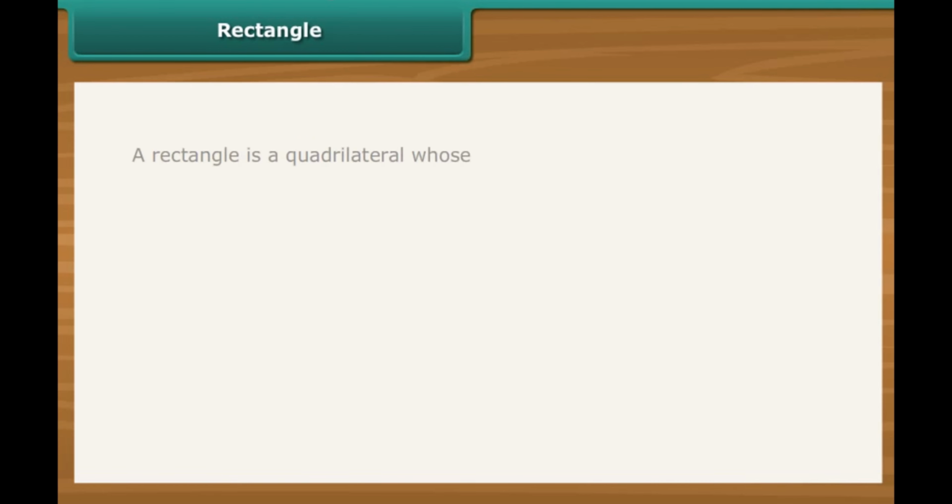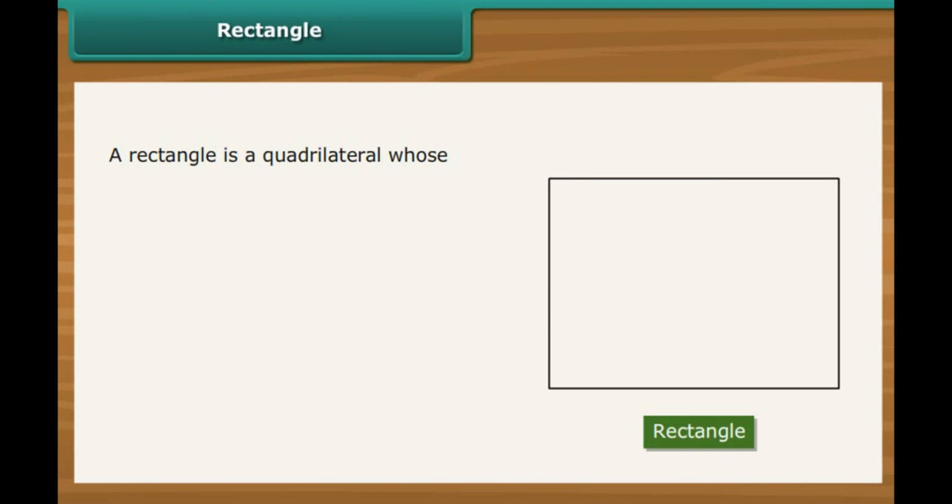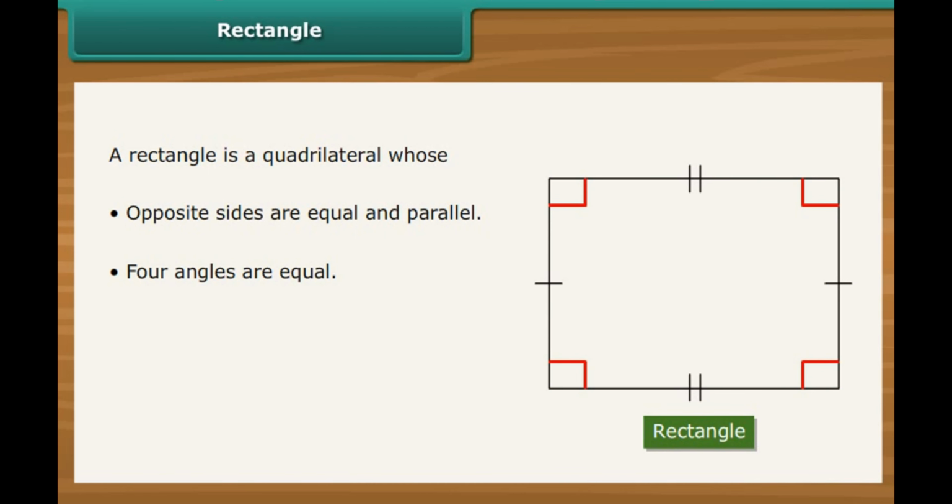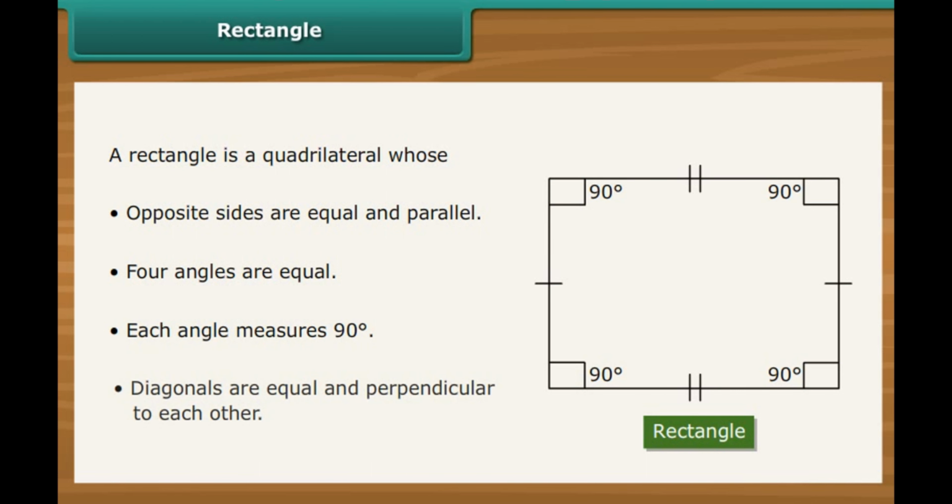Rectangle. A rectangle is a quadrilateral whose opposite sides are equal and parallel, whose four angles are equal, whose each angle measures 90 degrees, whose diagonals are equal and perpendicular to each other.